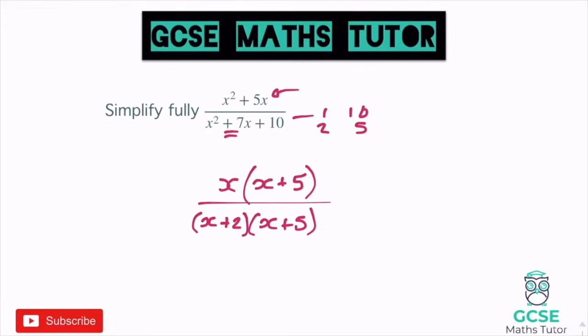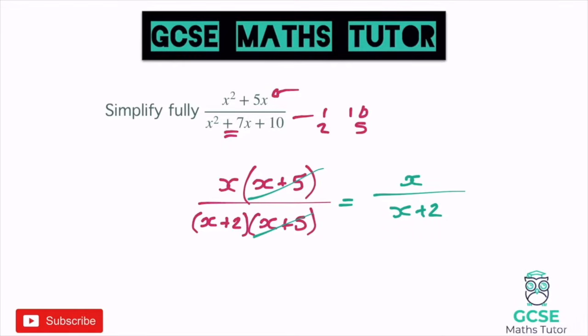Now there's an x plus 5 on the top and the bottom, so essentially what we can do is divide the top and the bottom by x plus 5, which would cancel out these brackets here. And if we cancel them out, we just need to write what's left. We have x on the top, and on the bottom we have the x plus 2, which you can either put in the brackets or leave without the brackets, it doesn't matter, but our final answer is x over x plus 2.